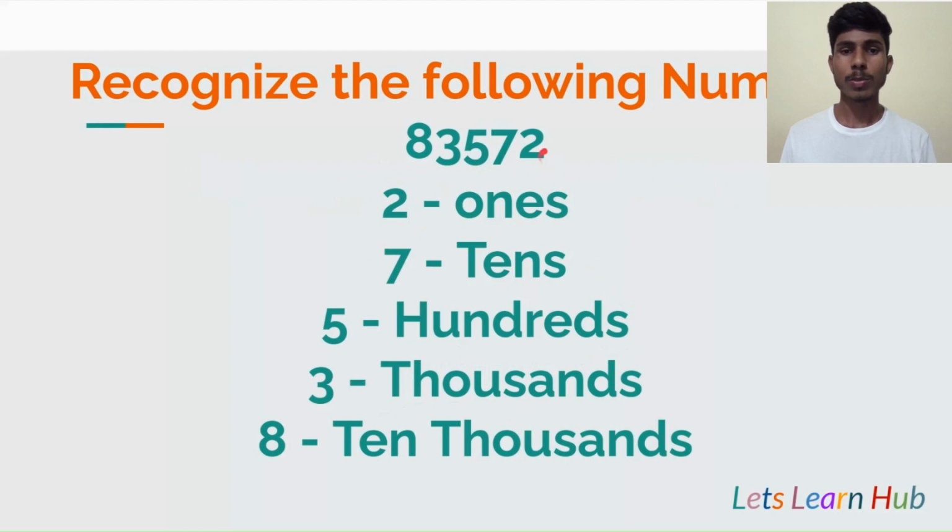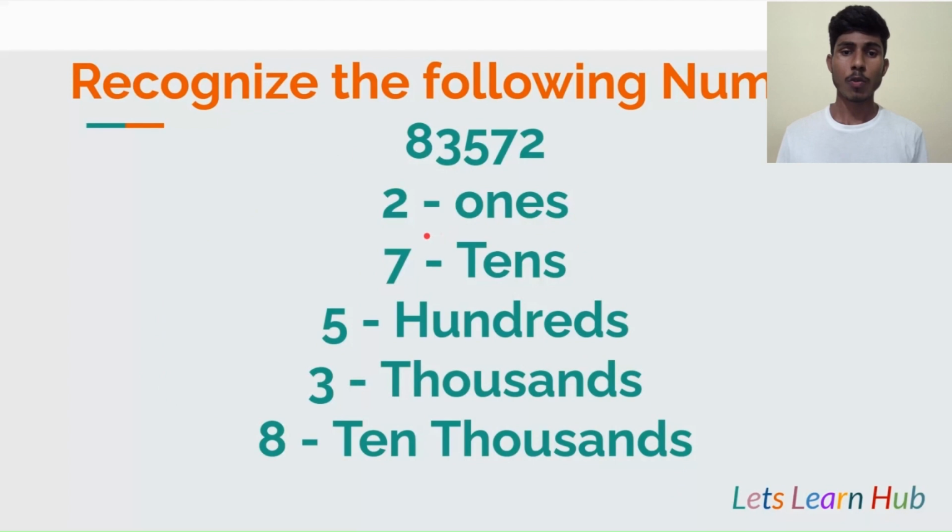So 2 will be in ones place, and the next digit here is 7. 7 will be in tens place, and the next digit here is 5. 5 will be in hundreds place, and the next digit is 3. 3 will be in thousands place, and the next digit is 8. 8 will be in ten thousands place. So we need to combine all these values.